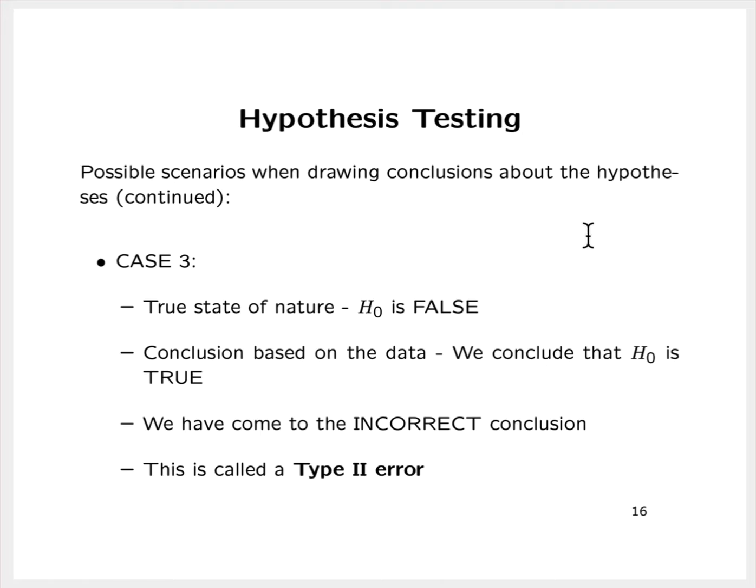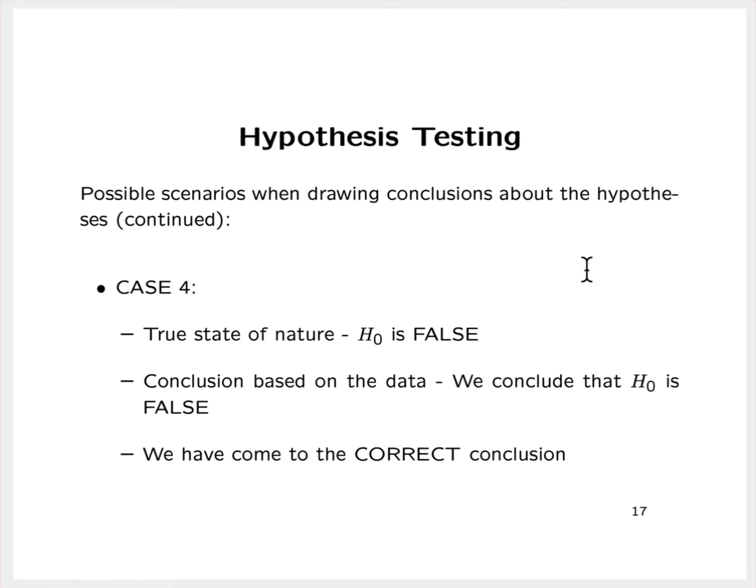The third possibility, case 3, is that the true state of nature is that the null hypothesis is false, but based on the data that we obtain, we conclude that the null hypothesis is true. So again, in this situation, we've come to the incorrect conclusion because we have failed to reject a false null hypothesis. Now, this type of inferential error is called a type 2 error.